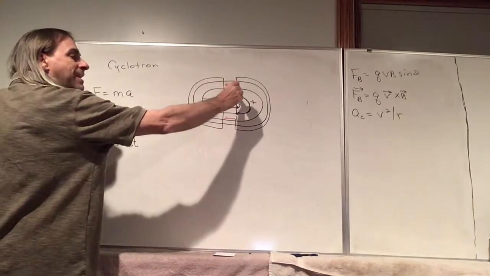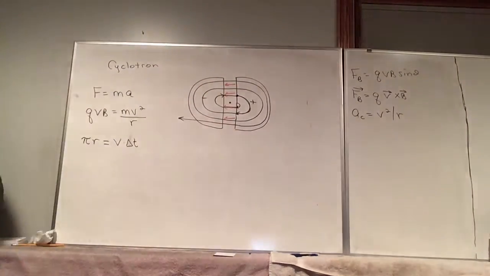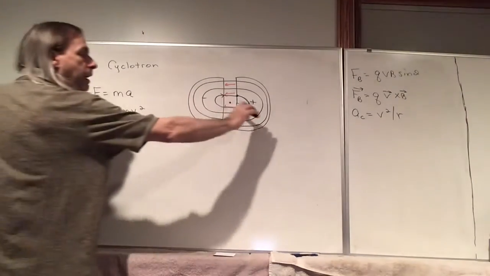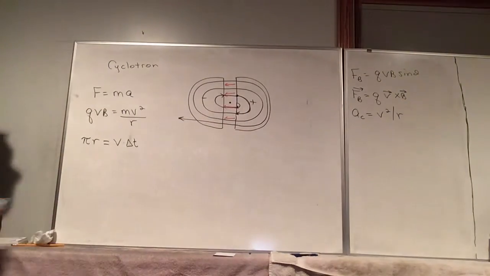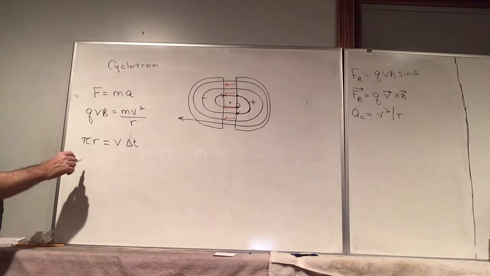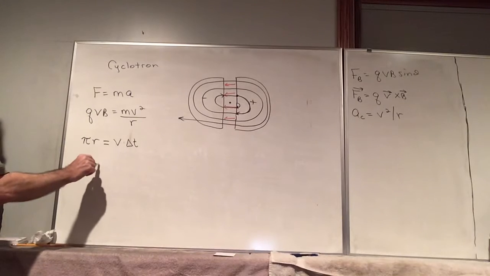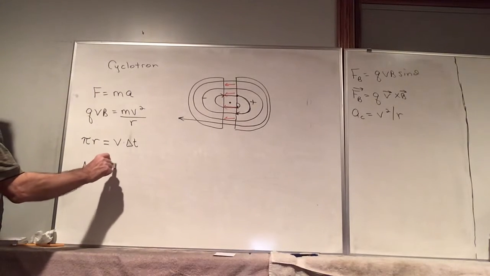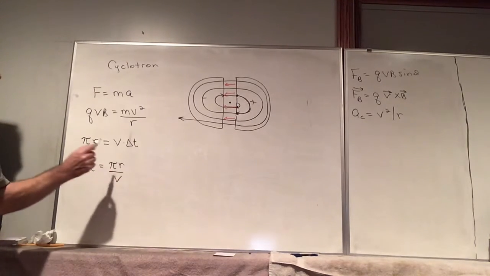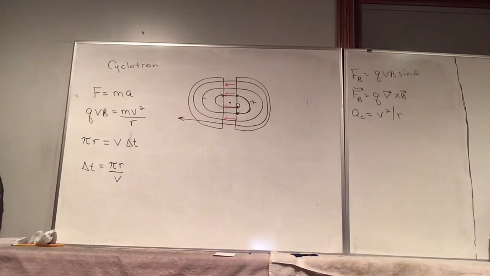So delta t is the time it takes to go through half that circle, and then it accelerates again, and then it goes onto a bigger circle after that. And let's actually solve for delta t. So this would be pi r divided by v. Now, we're going to have an annoying square root here, it looks like.